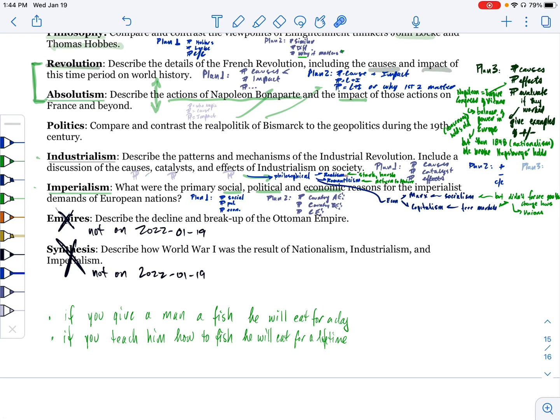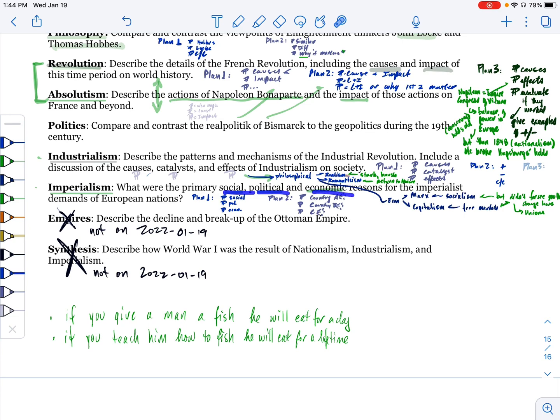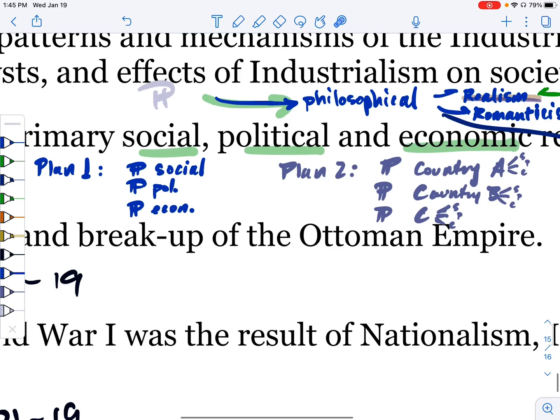And then we're talking about imperialism. What were the primary social, political, and economic reasons for imperialism, right? And imperialism, describe what an empire is. And we're not necessarily talking about just taking over a place, but we're talking about a larger nation dominating another. And some of that, in terms, is also simply economic imperialism, right? So, social, political, and economic reasons for imperialist demands of European nations. Be aware of all of those.